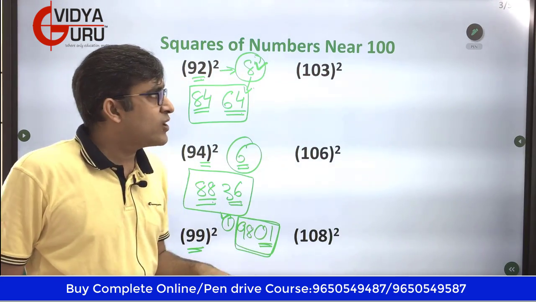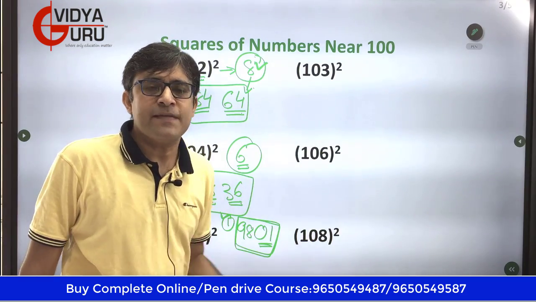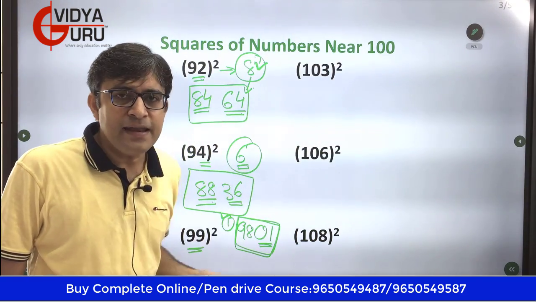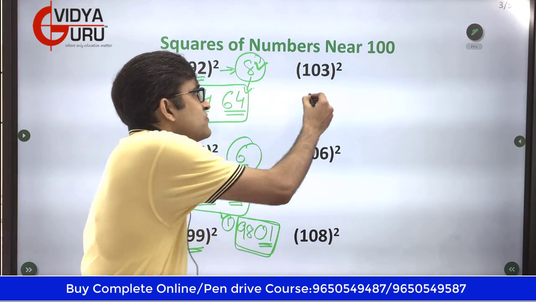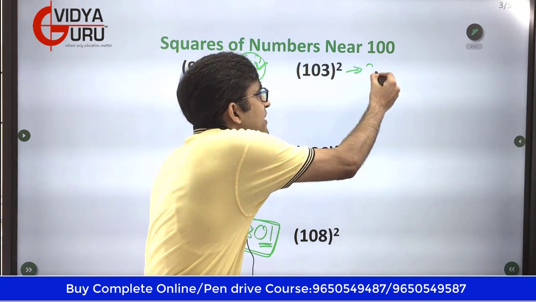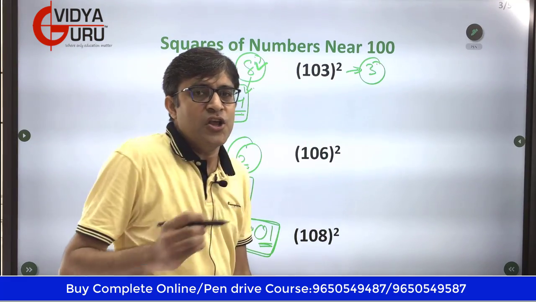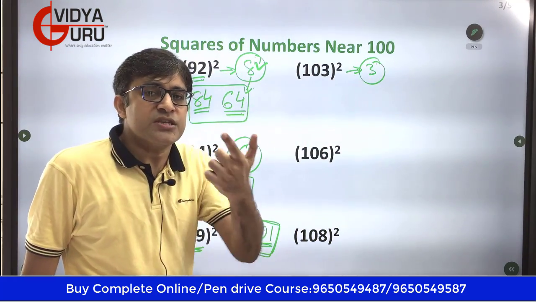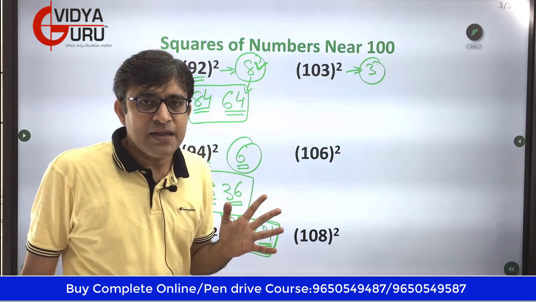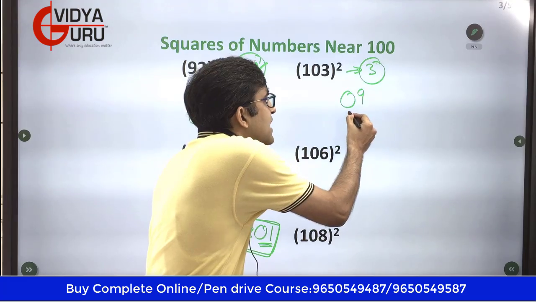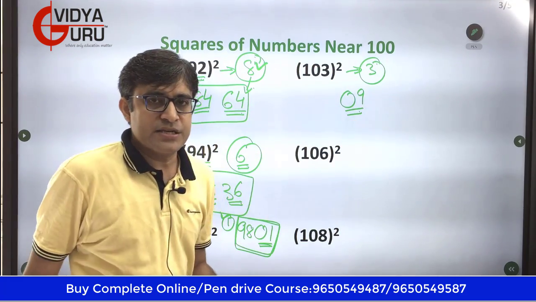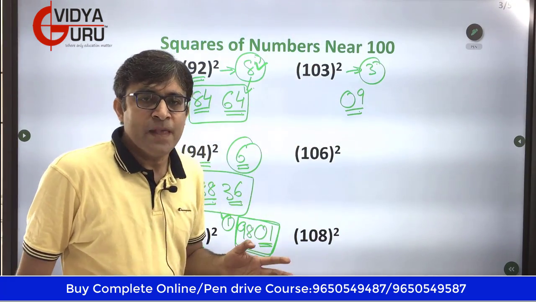103 square. Look at it. It is a number somewhat greater than 100. How big is it as compared to 100? It is 3 more than 100. So 3 square is what? 3 square is 9, all of us know that. But I will write it as 09, because I wanted the last two digits.